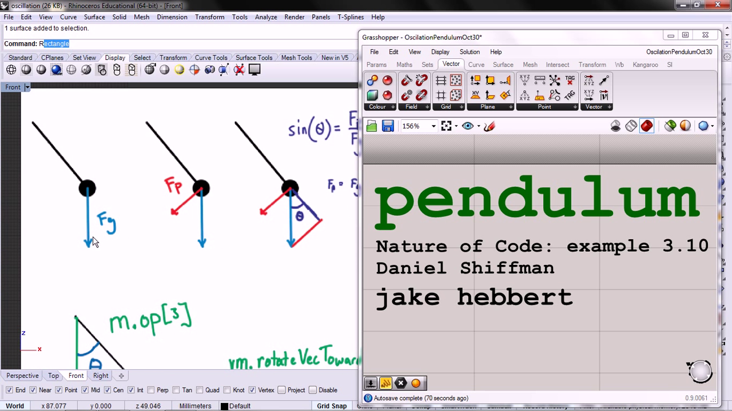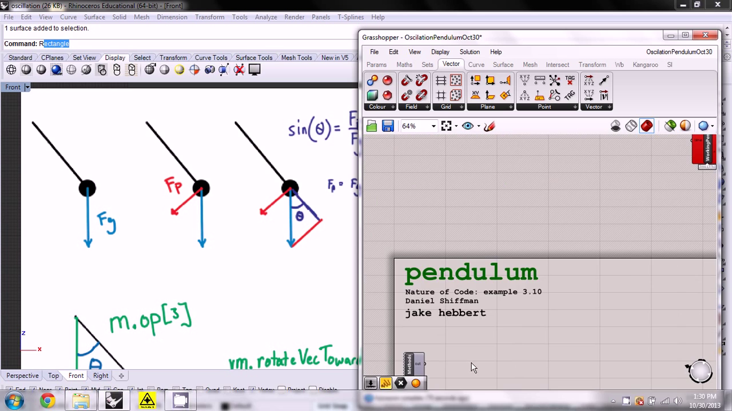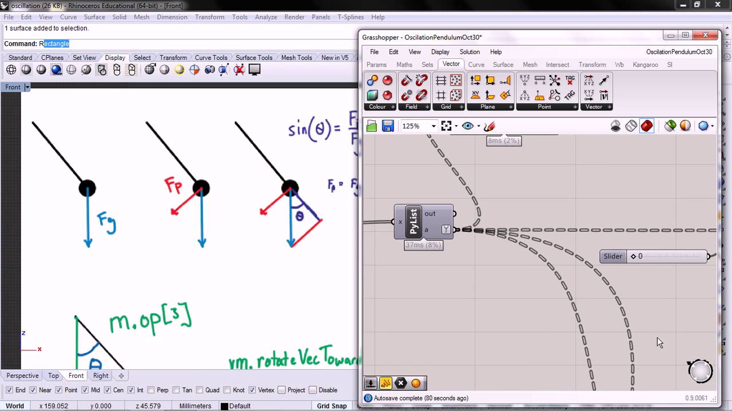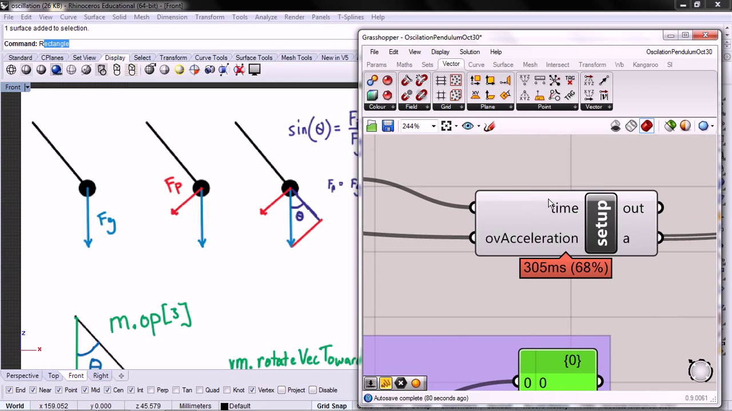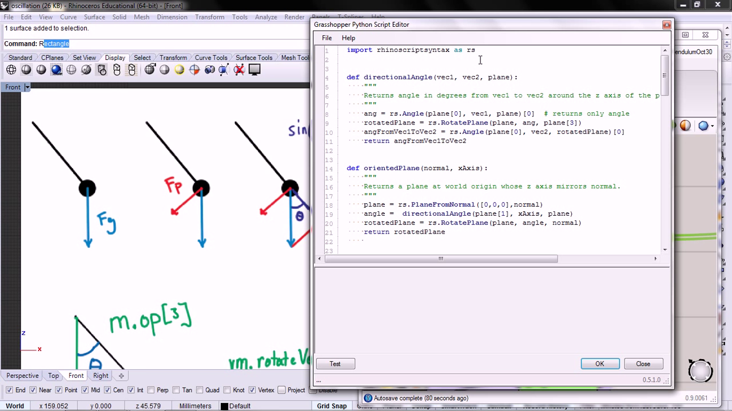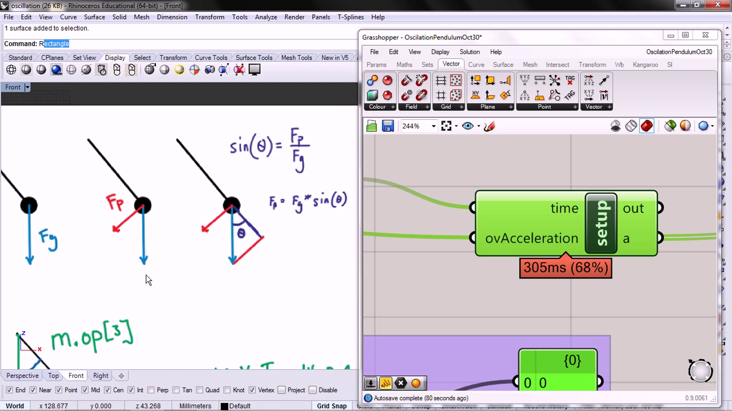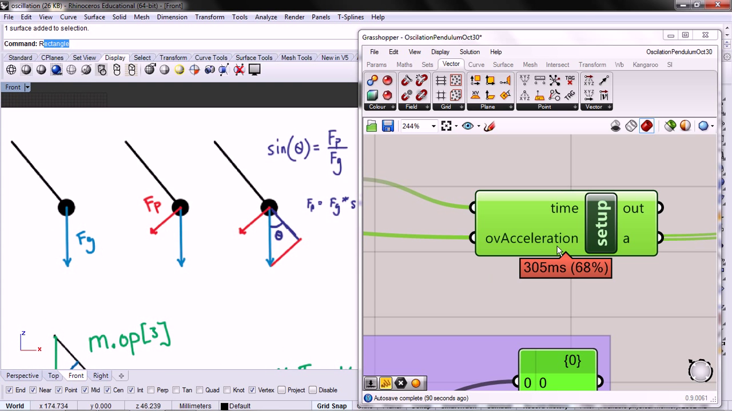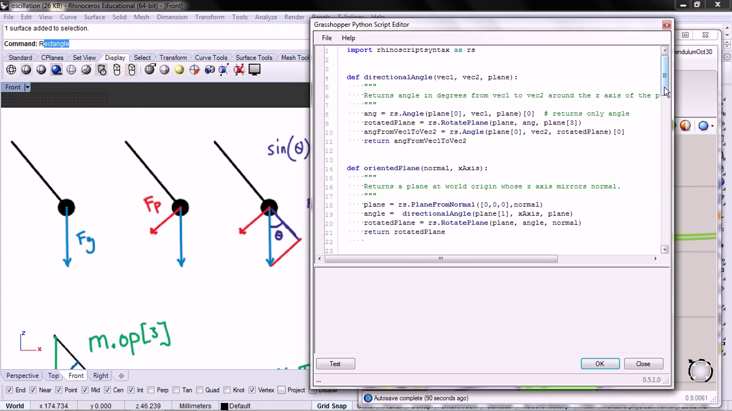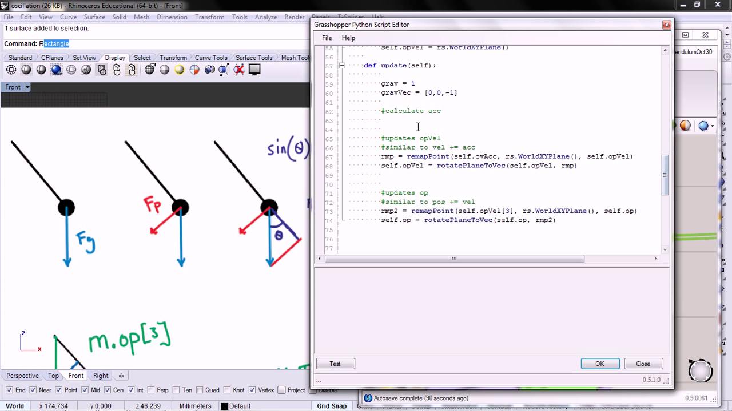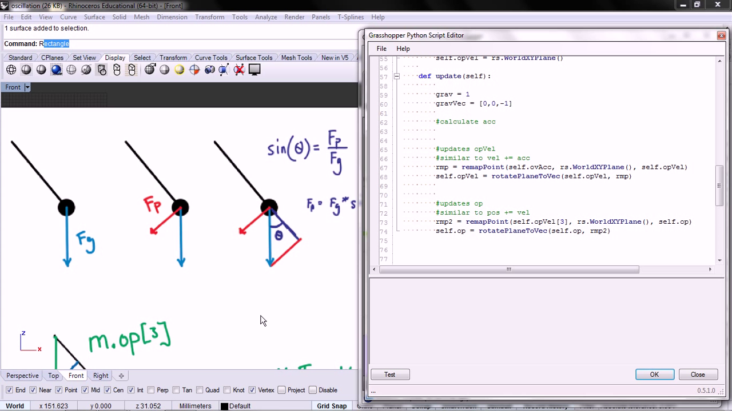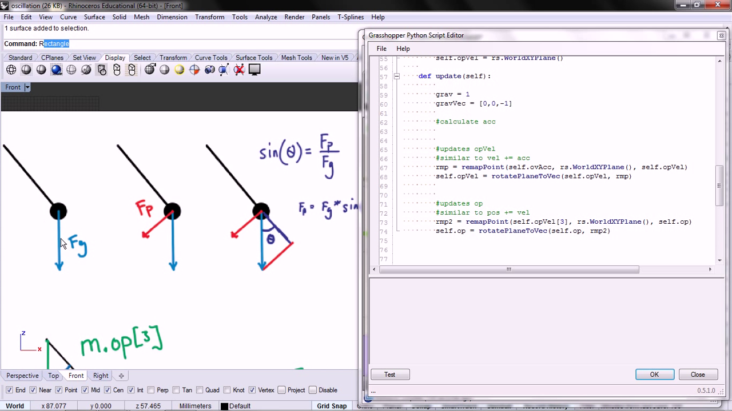So we have force of gravity. We've already written it into our code over here. I changed the name of this, and then we already have it here. What we're looking for is acceleration, so we need to put something in here to calculate acceleration. So we have force of gravity, we have the pendulum.